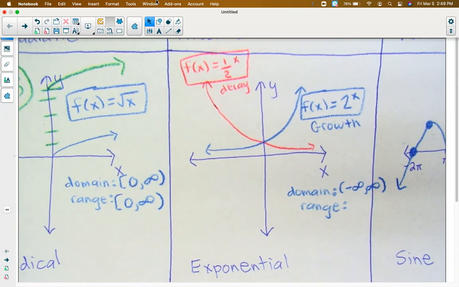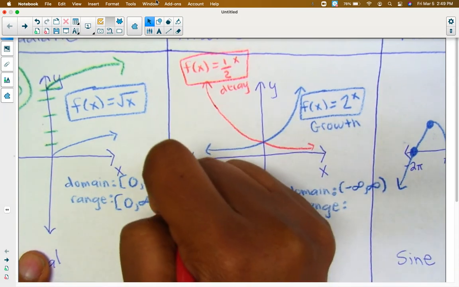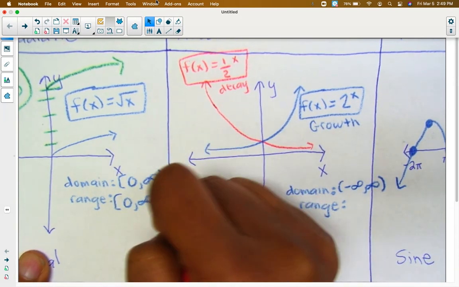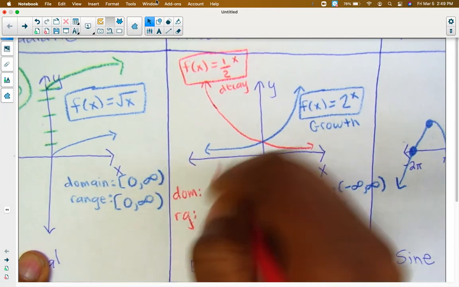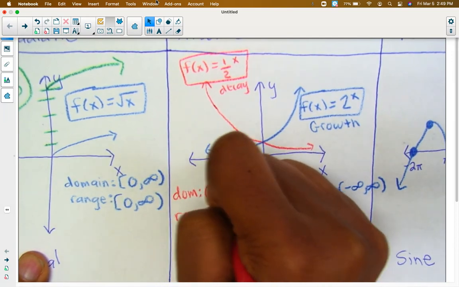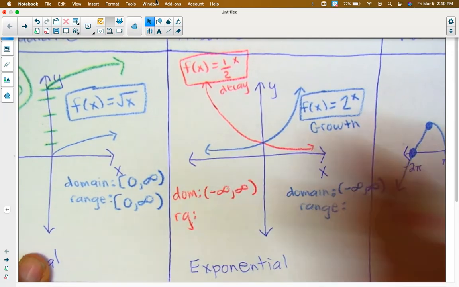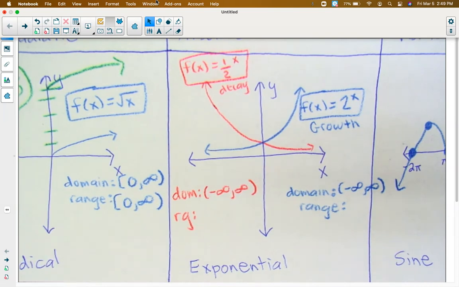And technically for the decay, that one is also going to be all real numbers. So I can go ahead and put in negative infinity to infinity. So my domain for exponential growth or decay, the parent function, the most basic one, is all real numbers.